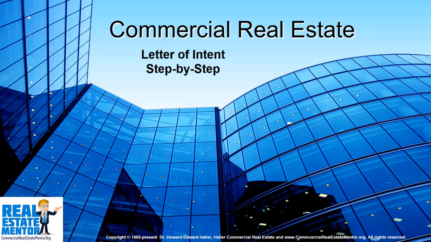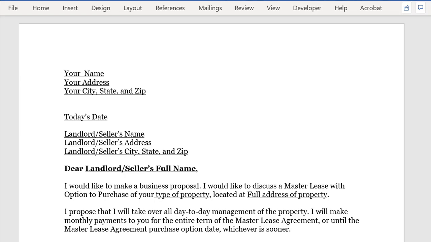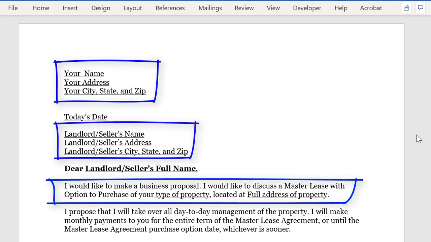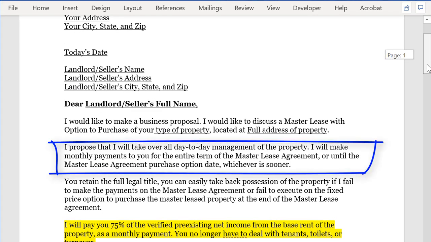What I'm going to do is a two-step process here to create your letter of intent. What I want you to just do is basically write a business letter. And I've got a sample business letter with some basic information we want to put in. We have your address, their address. I would like to make a business proposal, and that's what we're going to put in here. I'd like to take over all the management of the property.